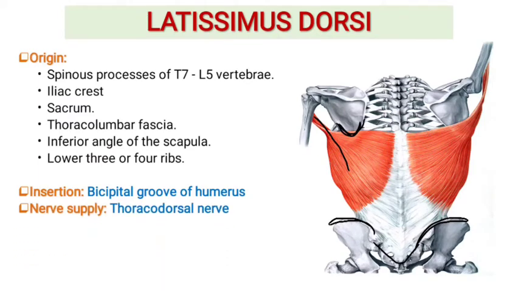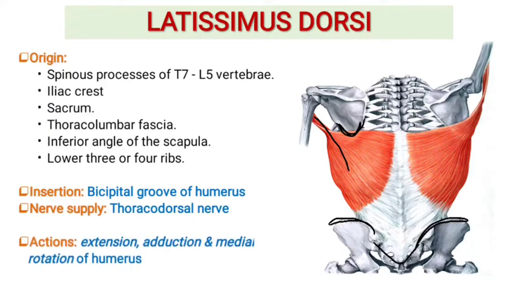The actions of the latissimus dorsi muscle include extension, pulling the humerus backwards, which is extension of the shoulder joint; adduction as well, it can adduct your shoulder joint; and medial rotation. This is your latissimus dorsi, and it is innervated by your thoracodorsal nerve.